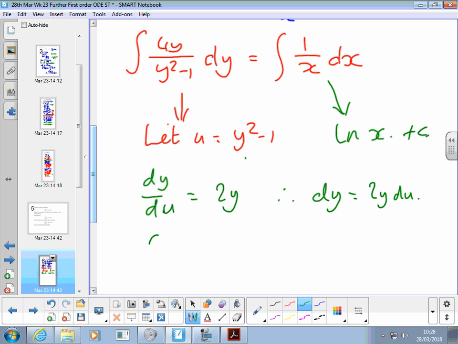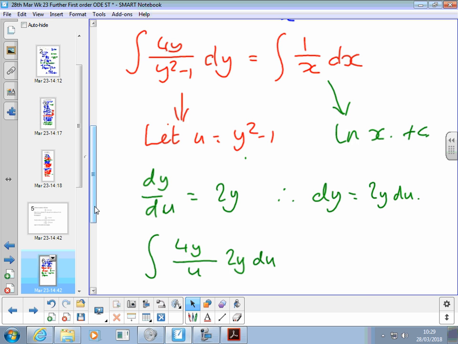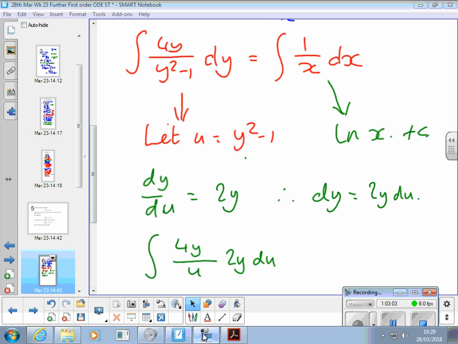So we're now going to integrate 4y over u, because that's what we're replacing that with. We're going to replace dy with du over 2y. How does that cancel that bloody 4y? I've had enough today. That is the answer.